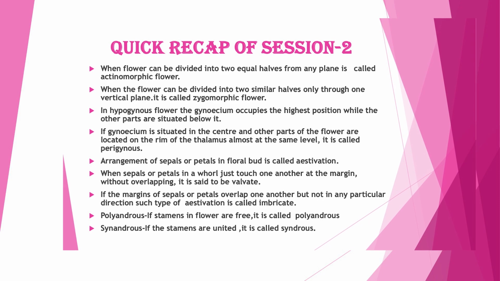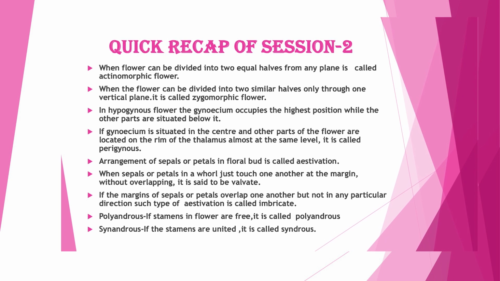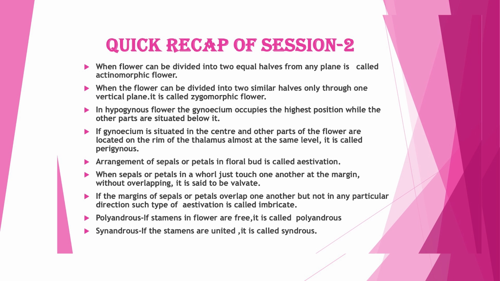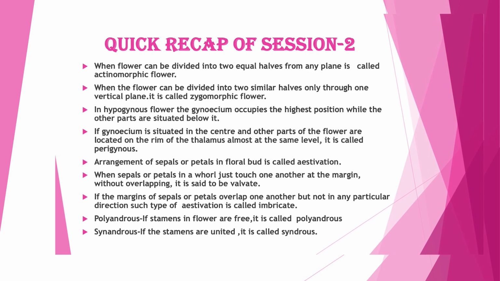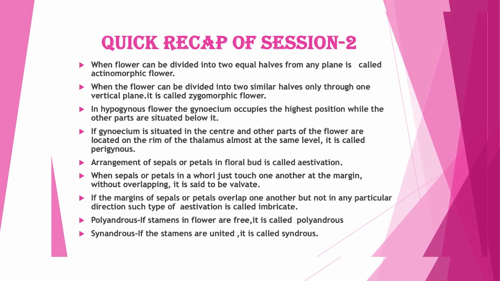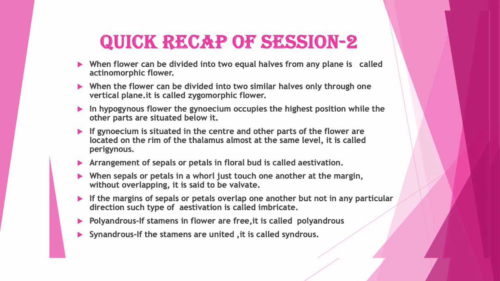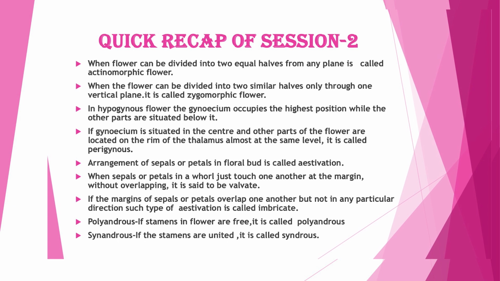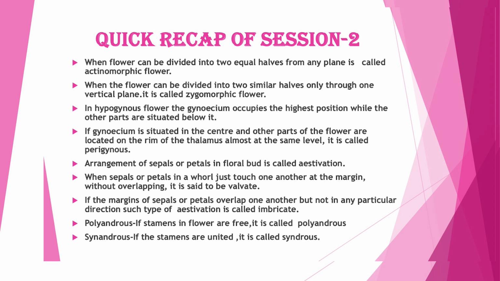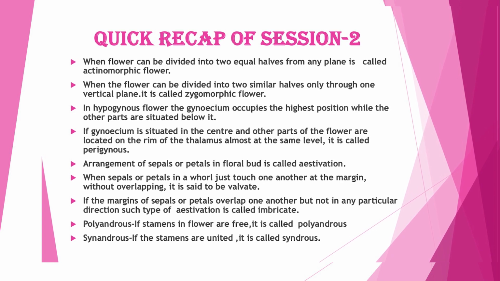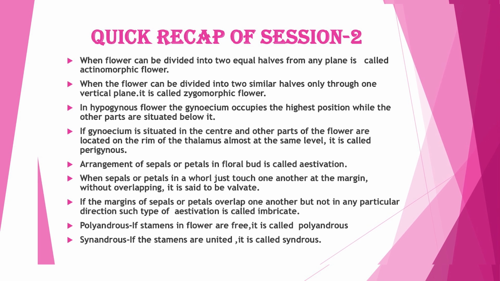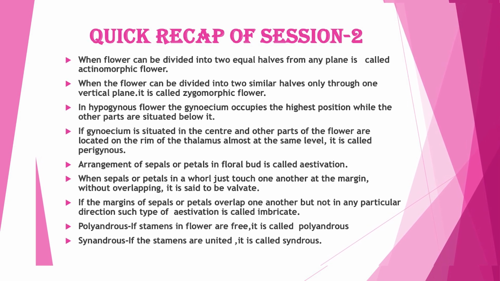A flower that can be divided into two equal halves via any plane is called an actinomorphic flower. When the flower can be divided into two similar halves only through one vertical plane, it is called a zygomorphic flower. In hypogynous flower, the gynoecium occupies the highest position, while the other parts are situated below it. If gynoecium is situated in the center and other parts of the flower are located on the rim of the thalamus, almost at the same level, it is called perigynous.